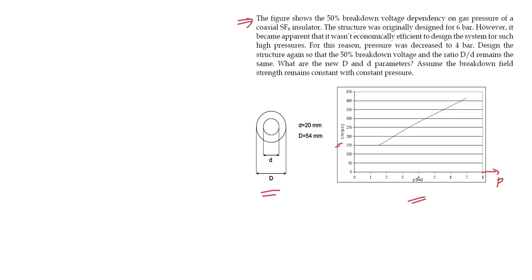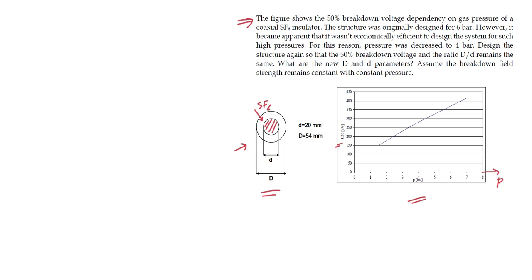This is for a coaxial SF6 insulator. Here you can see this is our conductor and insulator assembly. We have a conductor surrounded by the insulator, which is SF6 gas, and the pressure in this SF6 gas is controlling the breakdown voltage, as we can see on the graph.